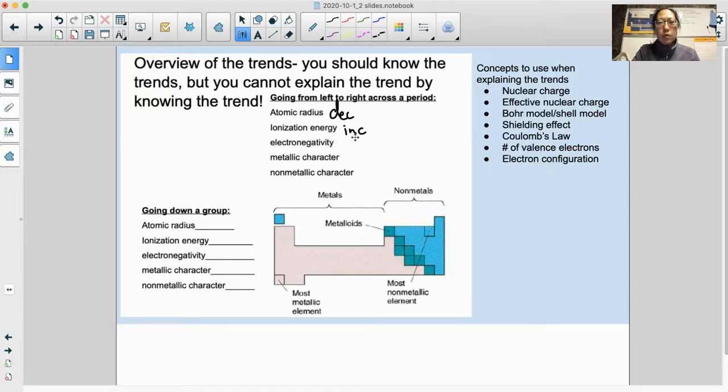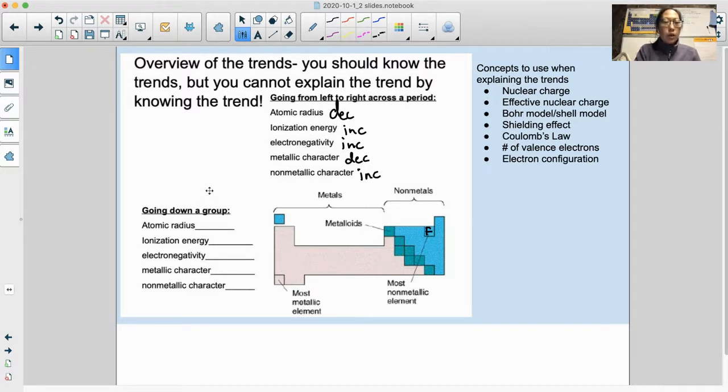Electronegativity, as we go to the right, it increases. Okay. Electronegativity, again, is the tendency of atoms to pull electrons towards itself when bonded. Okay. Applies to bonded atoms. And the most electronegative element is fluorine. Metallic character, as you can see, as we go across, we become more and more non-metallic. So metallic character decreases and non-metallic character increases. And these things all will affect the reactivity of your element.